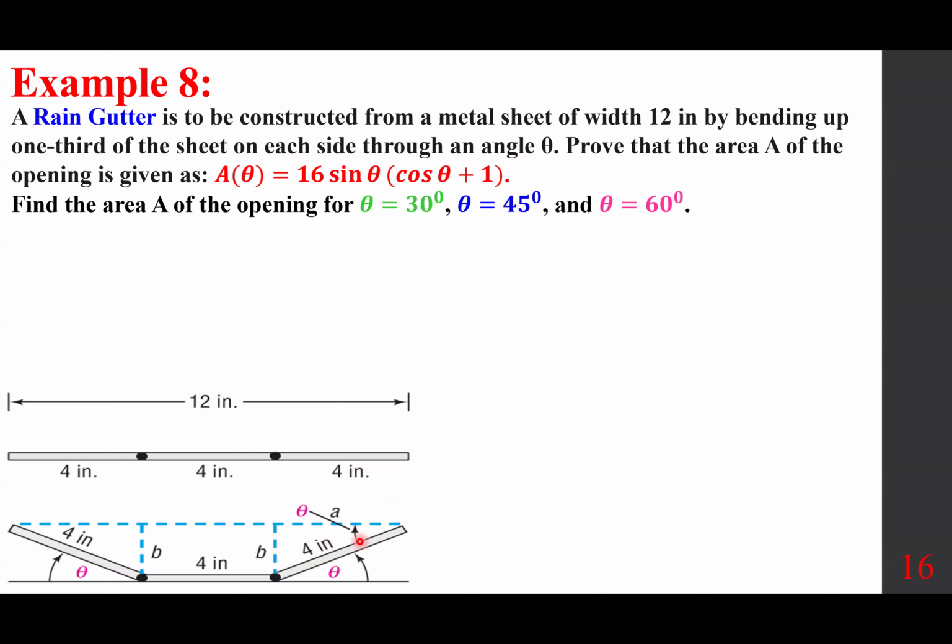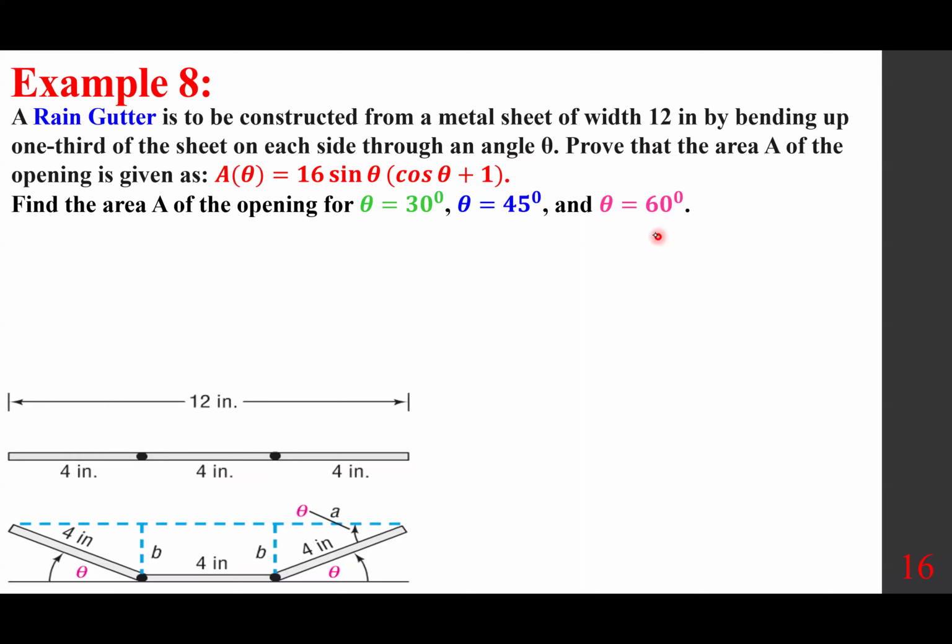So when we bring it up by an angle of theta, please understand these two lines are parallel. This is theta, so is this one. This is theta, so is this one. So we are using the same angle for both sides. Prove that the area A of the opening, this area, is given as A of theta is 16 sine theta times cosine theta plus 1, and then evaluate them. So that part is elementary.